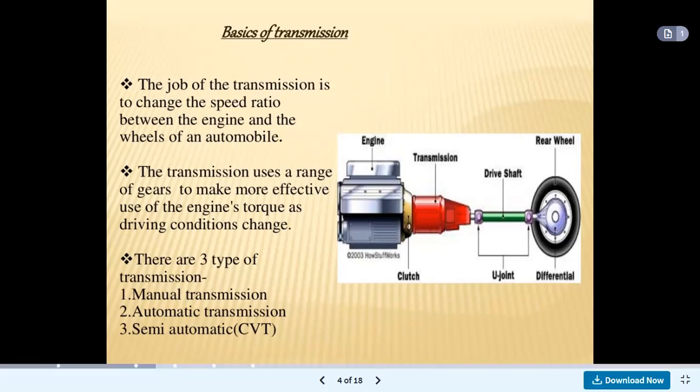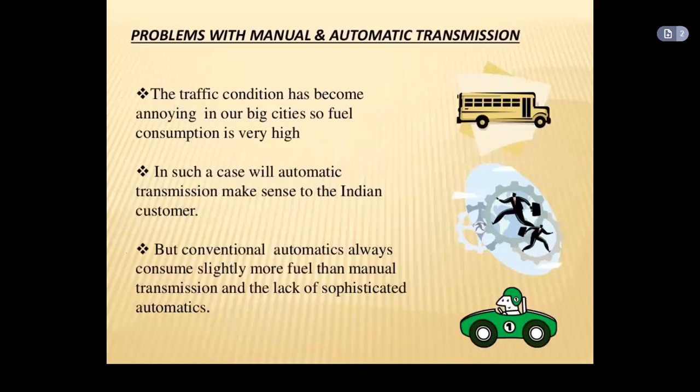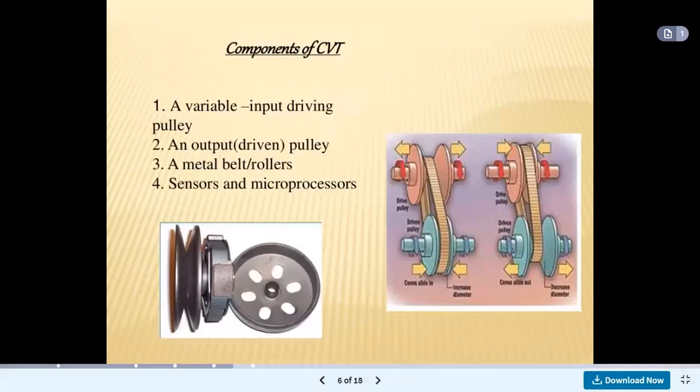There are three types of transmission, that is manual transmission, automatic transmission, and semi-automatic transmission. Now the problems with manual and automatic transmission: the traffic condition has become annoying in our big cities, so fuel consumption is very high. In such a case, will automatic transmission make sense to the Indian customer? But conventional automatics always consume slightly more fuel than manual transmission, and there is a lack of sophisticated automatics.